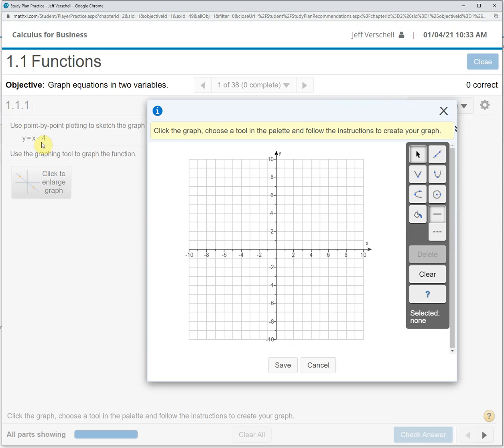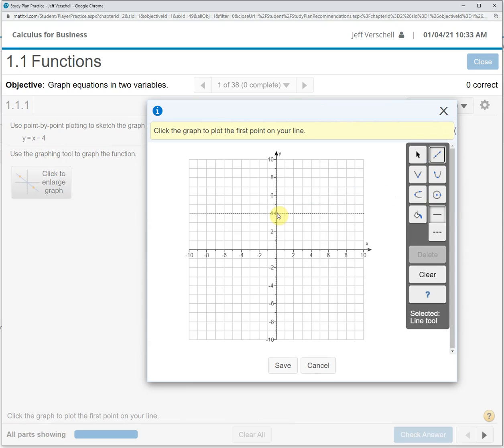There we go. So what I'm going to do is come over here and use my tool. I'm going to draw a straight line, so I'm going to click on the line tool. And I'm going to put my first point right here at -4 on the y-axis. So come on down to -4 and then click and it puts the point. And now I can put my second point where I need. So let's take a look. My slope here is 1, right? Because it's 1x, which means I go over 1 and up 1 and I can plot the next point.